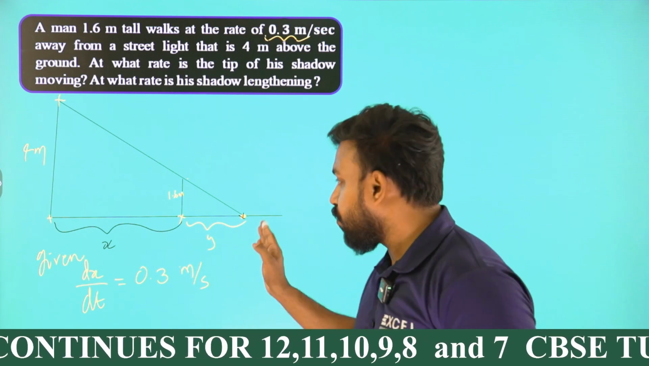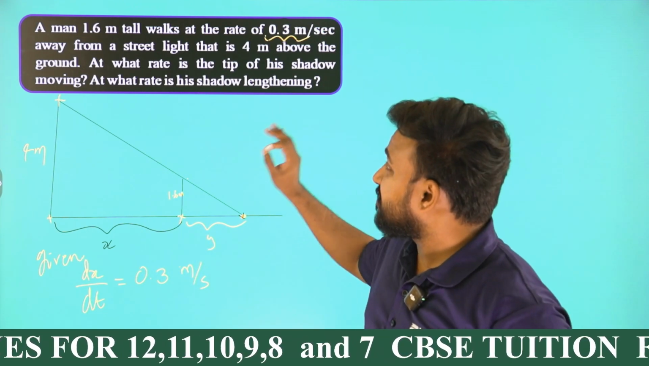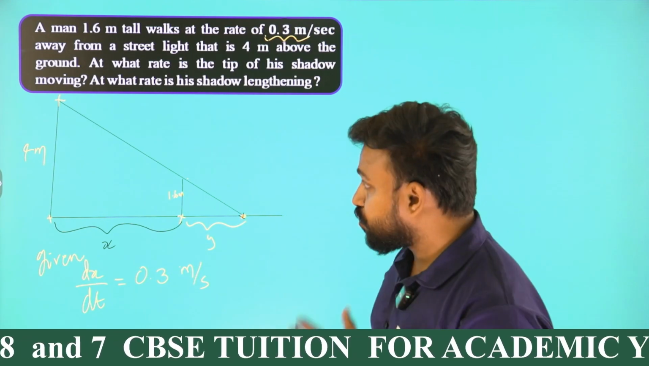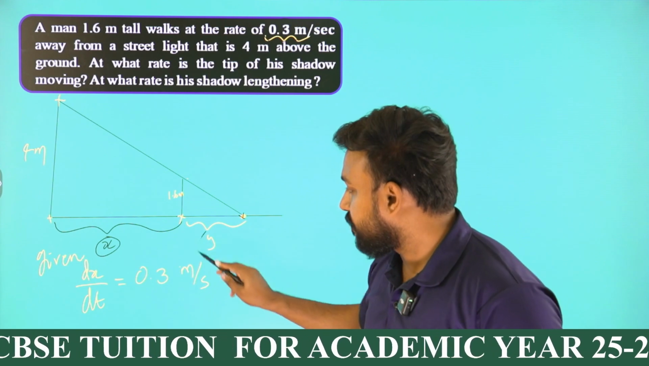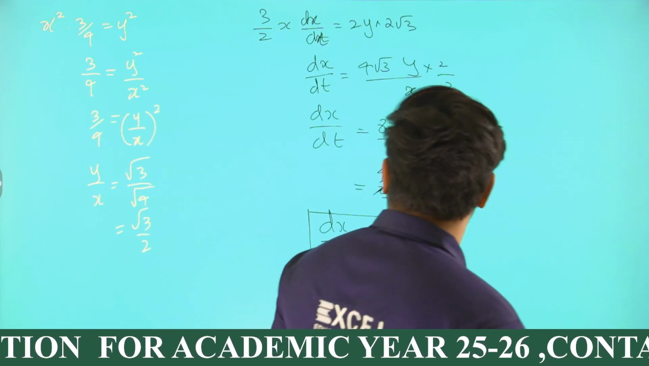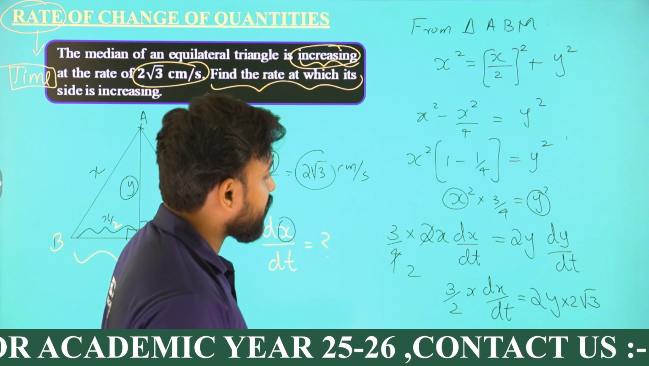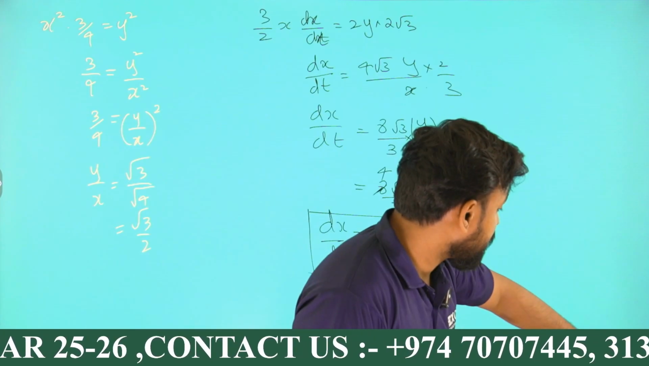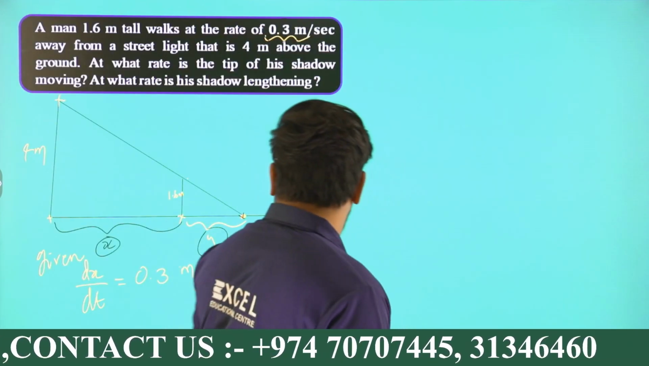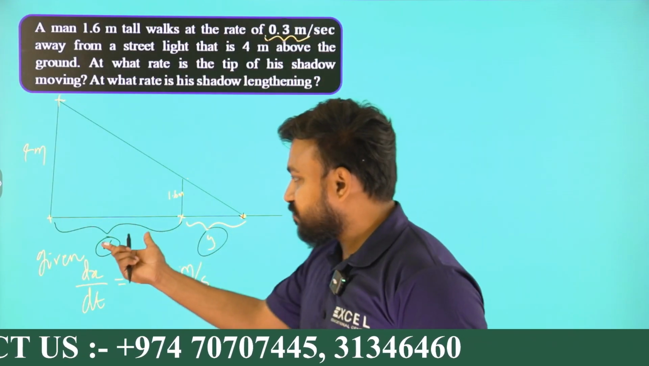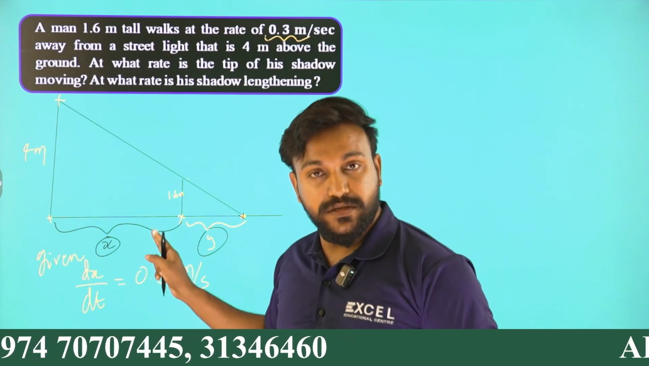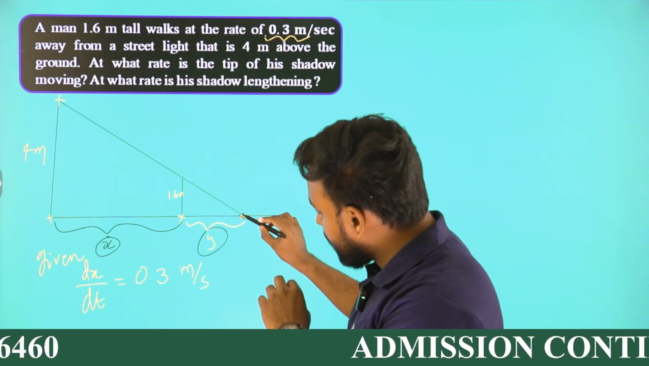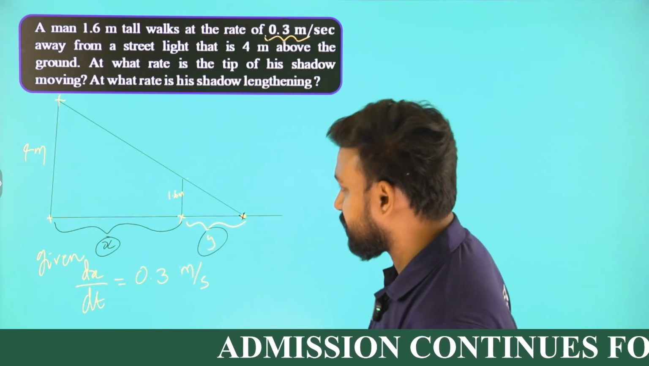The length of shadow is what? Y. So the question, at what rate is shadow lengthening? That means the y is increasing at what rate? That is the question. So to do that, you need to relate x and y, what we have done in the last question. We create an equation that relates x and y, two variables in it. So like this, here also, in this question also, we have x and y. X is the distance from the street light to the person, and y is the distance from the person to the tip of his shadow. So we need to relate these things.